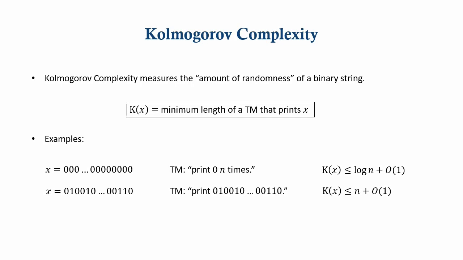And on the other hand, if x is some random looking string that does not have any specific pattern, then we may not be able to find any Turing machine that is much better than the one that prints each bit of x one by one. And in this case, we need to specify the whole string for such a Turing machine. So its size is n plus some constant. So we can only say that the Kolmogorov complexity of x is n plus O of 1.